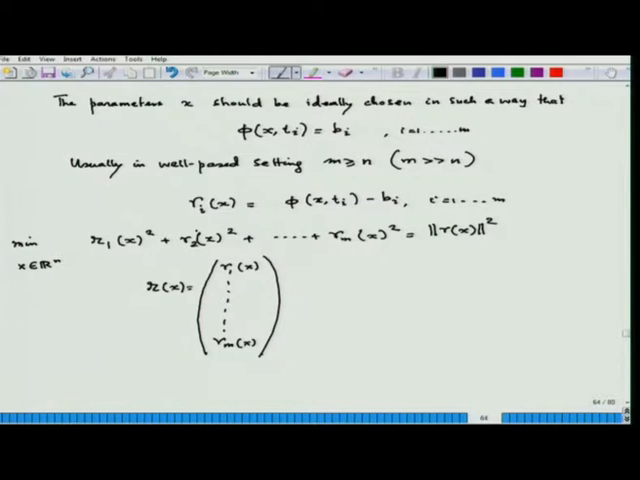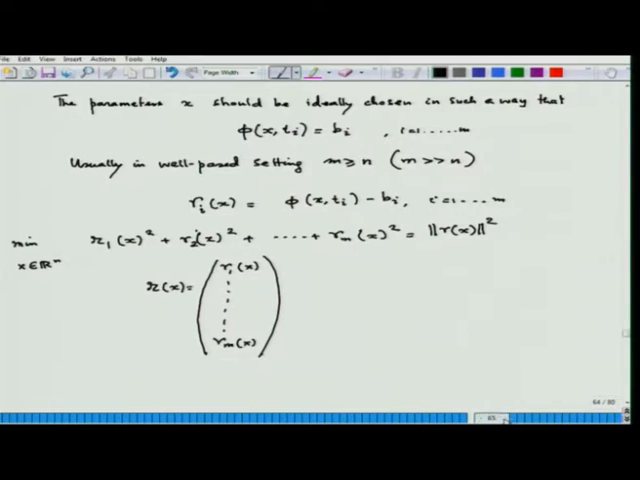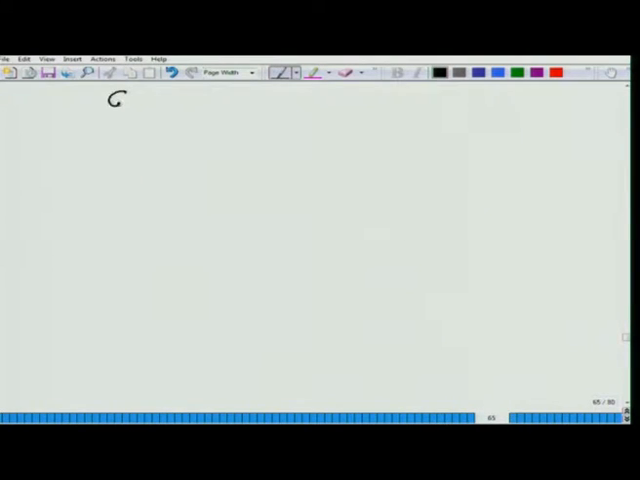So, now we are going to see what sort of algorithm one might use when one tries to do a least square method. So, this algorithm is essentially what we call the Gauss-Newton method. It is some sort of a Newton method, but modified by Gauss. So, it is called the Gauss-Newton method.